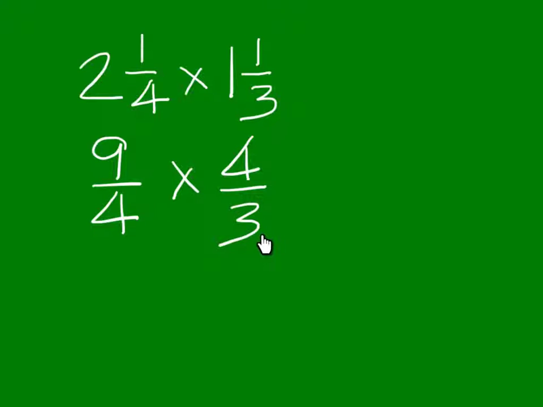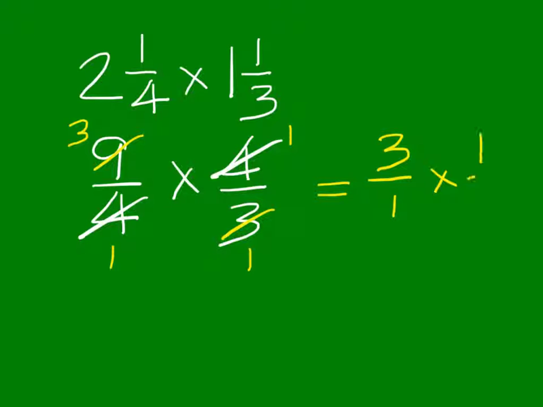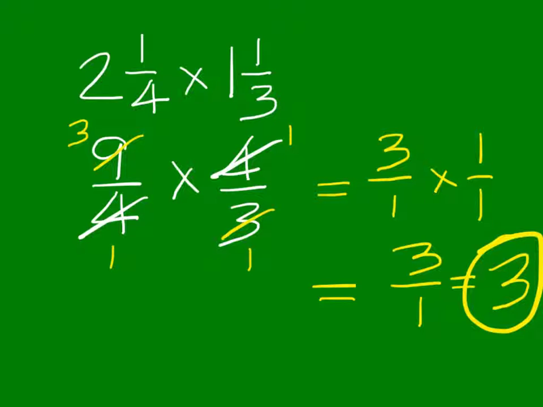9 and 3. They are diagonal to each other. You could reduce those. 3 into itself once and into 9 3 times. Look at the 4s. They are diagonal. They cancel each other out. So what I'm left with is really 3/1 times 1/1. If you multiply straight across, you get 3 over 1, which is really just what? 3.